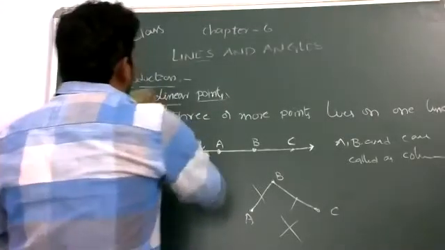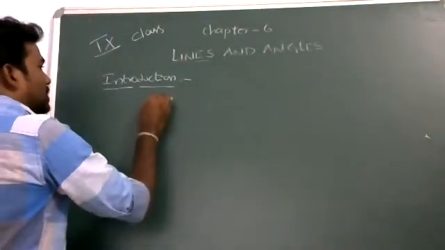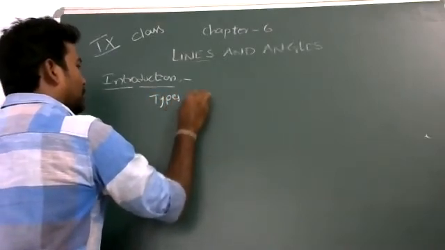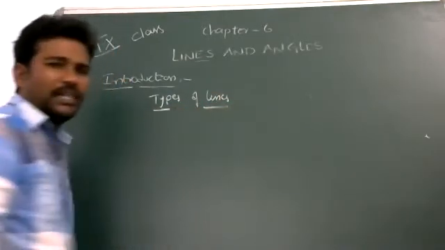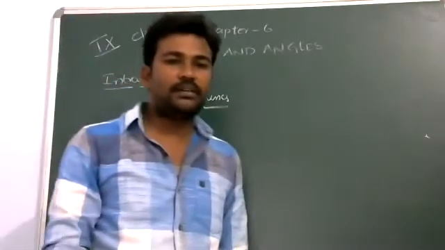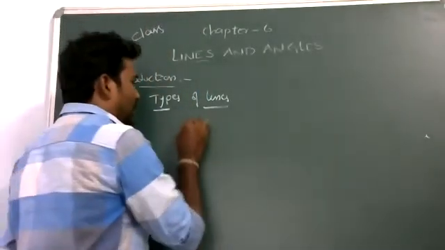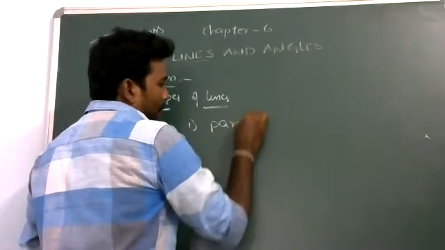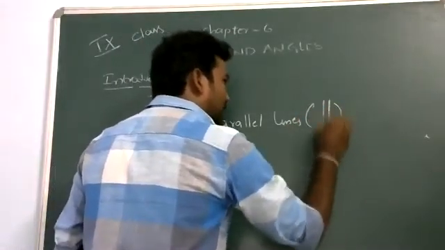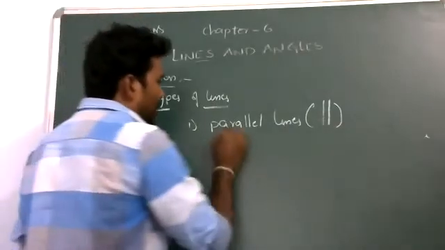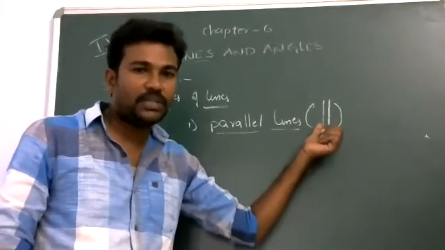Now comes the different types of lines. Types of lines. How many types of lines are there? So Sar is saying that a line is a collection of points, but in that how many types are there? We don't know. So just here you can see the first one is parallel lines. Parallel lines can be represented like this. Parallel means this.